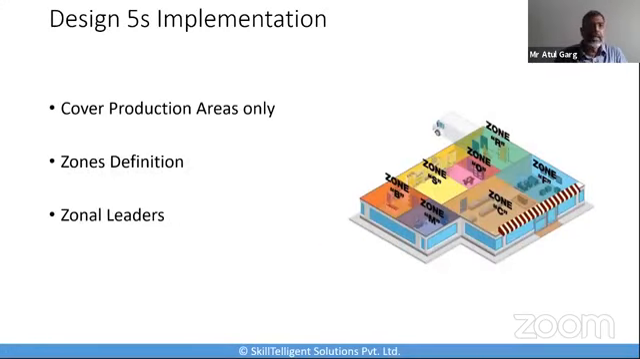So this 5S implementation had to be initially designed, and they decided that they will cover all the production areas, but they will abstain from any commercial activity areas. So they will not move into any back-end activities which support the production, but rather focus on the hardcore production areas. Okay. They also defined the various zones.